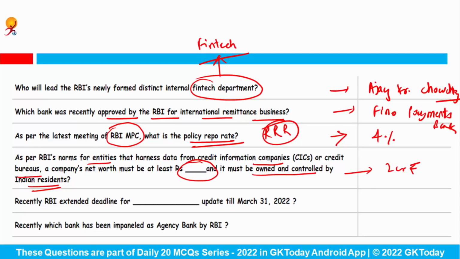Fine. Then recently RBI has extended deadline for what? Update till March 31, 2022. So RBI has extended the deadline for periodic KYC update till 31st March. Then recently, which bank has been impaneled as agency bank by Reserve Bank of India? This bank is CSB Bank.